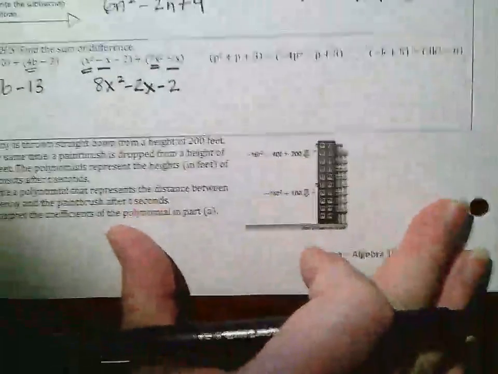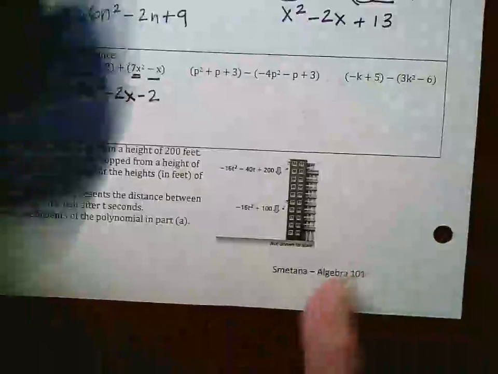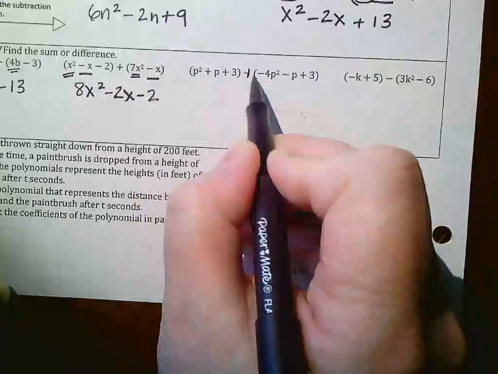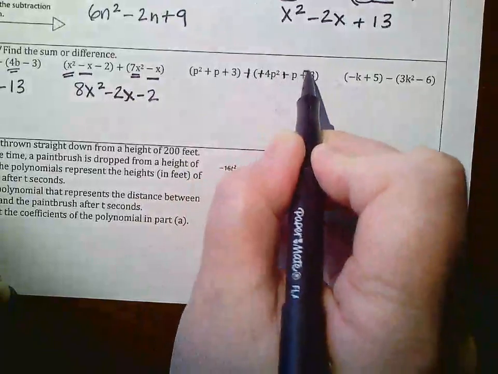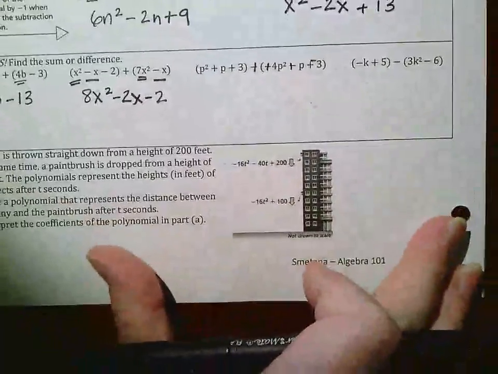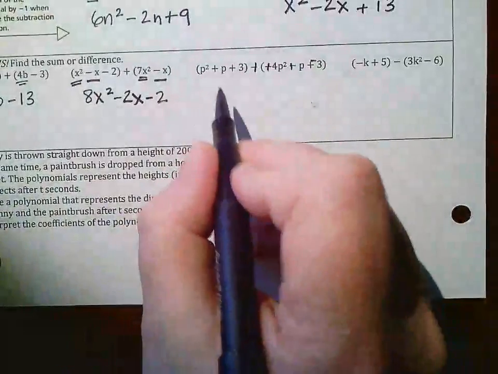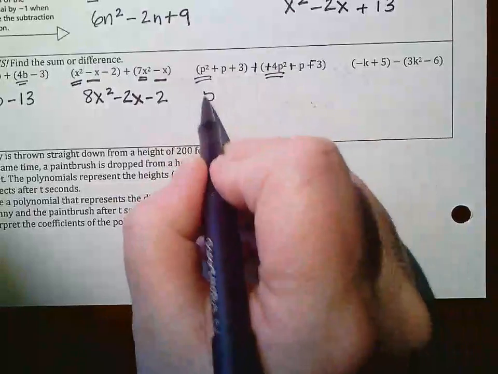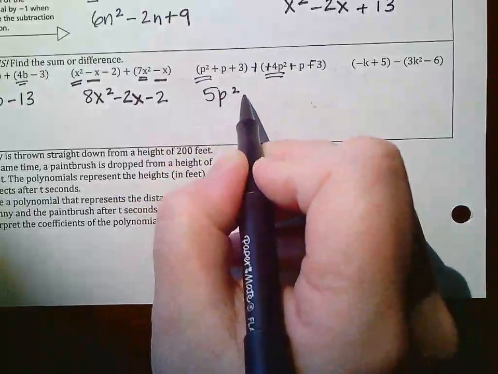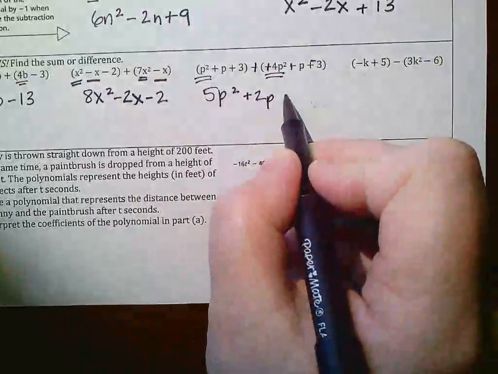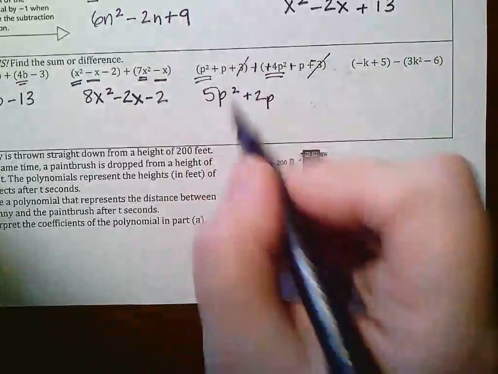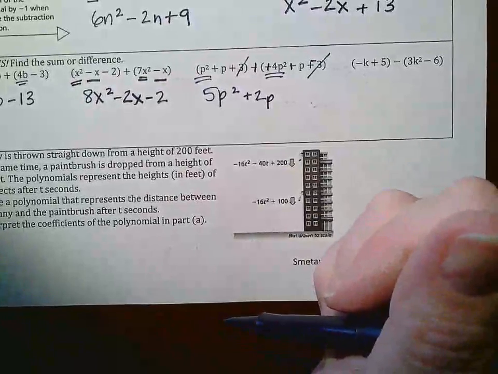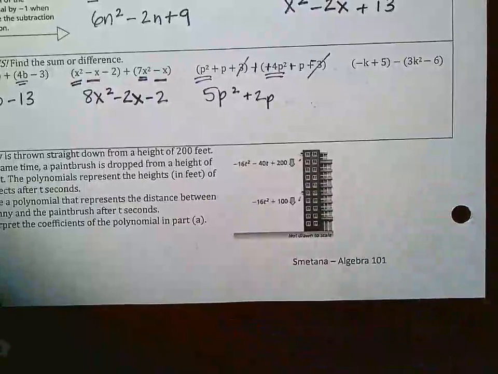On these ones, you are going to have to change your sign. So just change your signs real quickly, and then now it's addition. And then you don't have to worry about any subtraction because it's all addition. So 5p squared plus 2p, and then notice that these cancel. So they're 0. I don't need to actually write 0. I just leave them out.